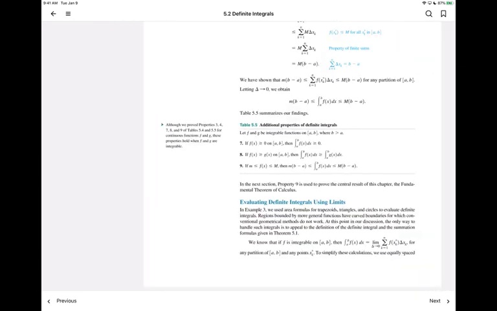So we have this table 5.5, additional properties of integrals. If x is positive, then the integral is going to be positive. If f is between little m and big M, then m times, okay, so it's an interval. Oh, okay. So that was a property on this table here.